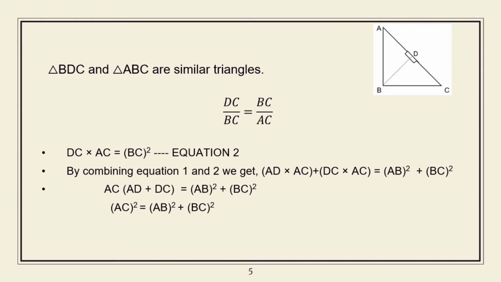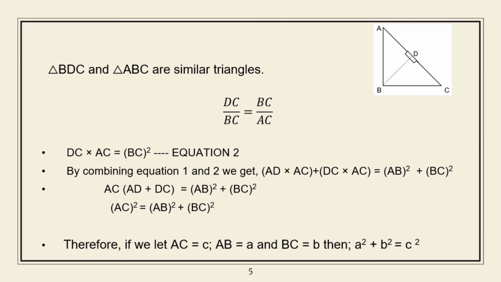And from the figure, AD plus DC equals AC. So that AC times AC, or (AC)², equals (AB)² plus (BC)².